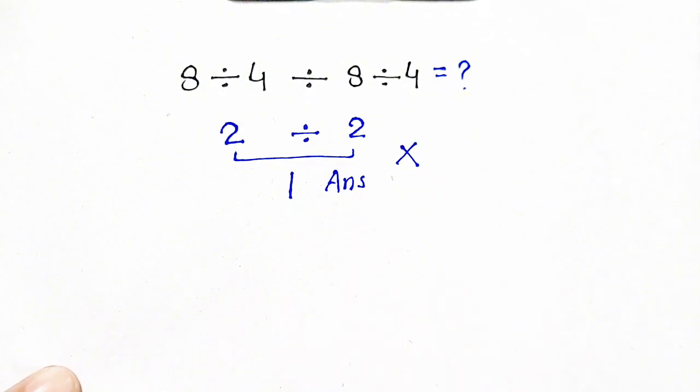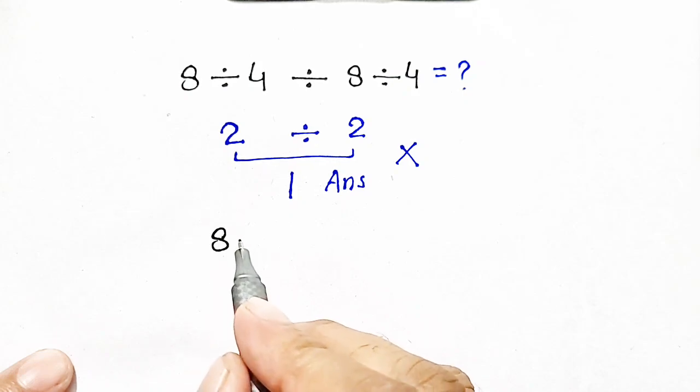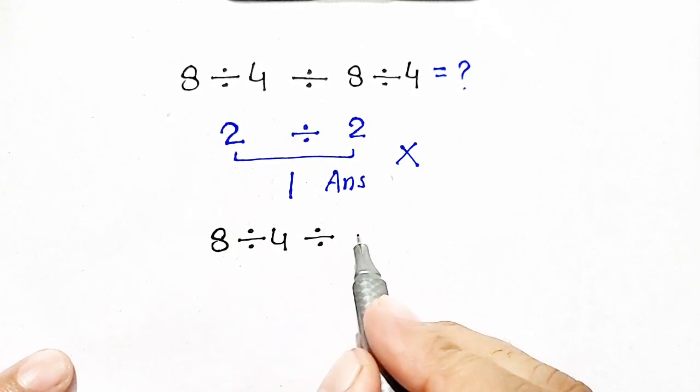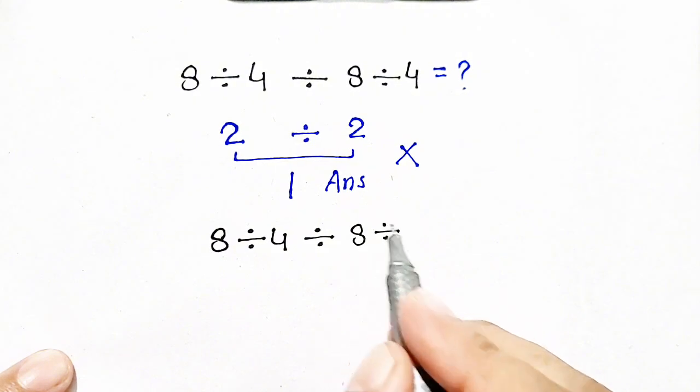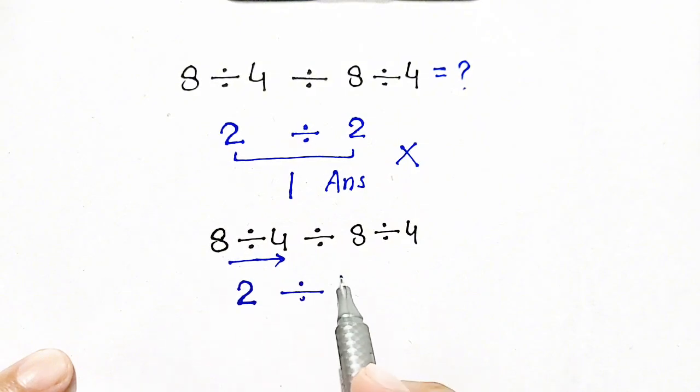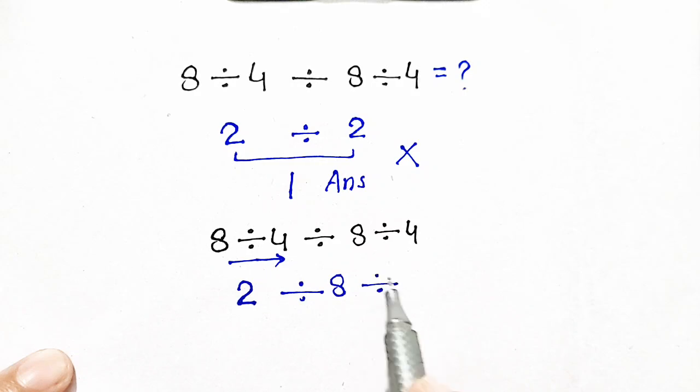So I have to solve it again. So I have to write the question: 8 divided by 4 divided by 8 divided by 4. Now I will solve it again. And we have to move from left to right. So 8 divided by 4, it is simple. We will get 2 divided by 8 divided by 4.